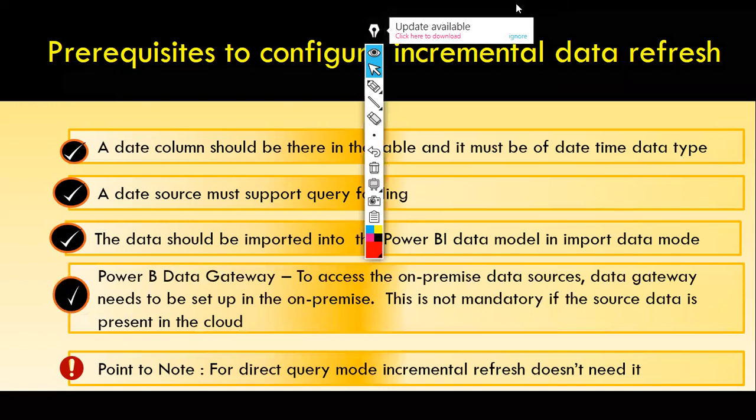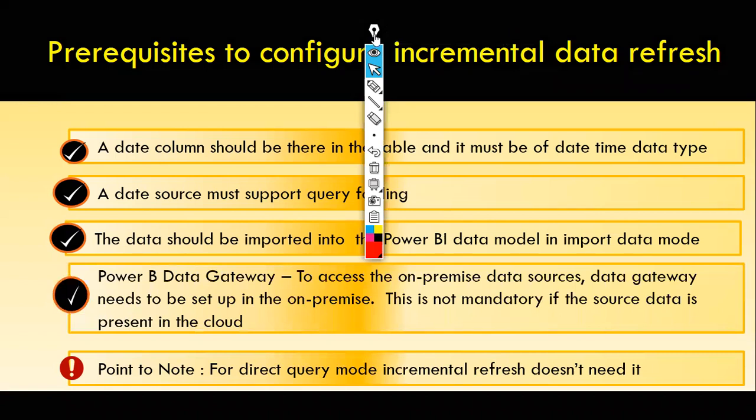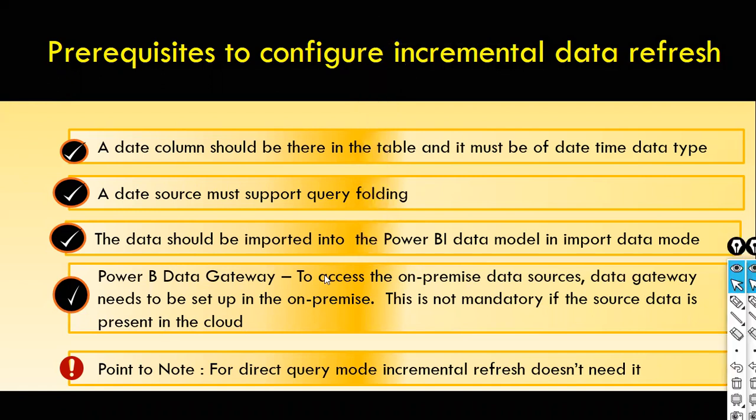The next prerequisite here is the data gateway should run in your local system on premise. In my laptop, the data gateway should run. Without the data gateway, you cannot set up the incremental refresh. And what you need to remember is, for direct query mode, you don't need incremental refresh, because you are hitting the source system table directly. Even if any new data comes in, since you are reading the data directly from the source system table, it will pick up the up-to-date data only.